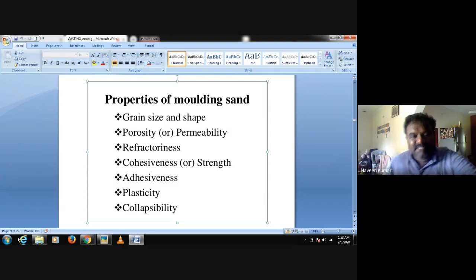And the next one is plasticity or flowability. Plasticity or flowability is the ability of the molding sand to reach each and every corner of the mold flask. I will call it plasticity or flowability.